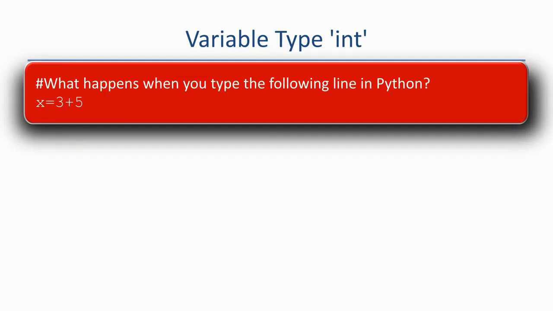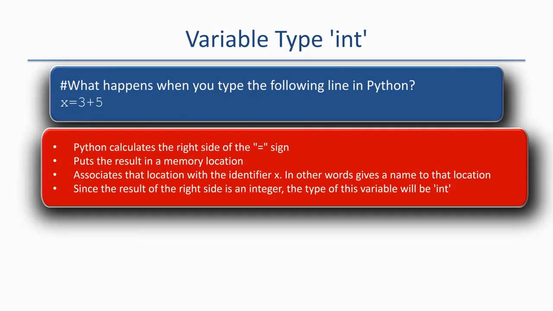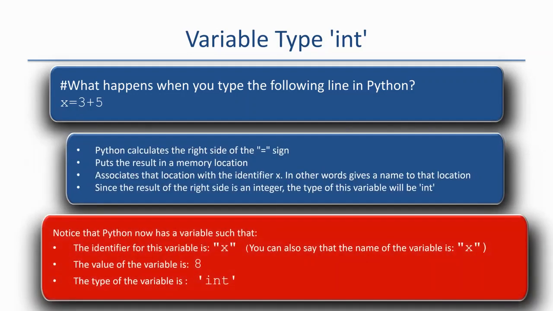Imagine we type a statement in Python which says x = 3 + 5. What happens? Python calculates the right side of the equal sign, puts the result in a memory location, associates that location with the identifier x, in other words, gives a name to that location, and since the result of the right side is an integer, the type of this variable will be int. Notice that Python now has a variable such that the identifier for this variable is x. You can also say the name of a variable is x, and sometimes people just say I have a variable x. The value of the variable is 8 and the type of the variable is int.